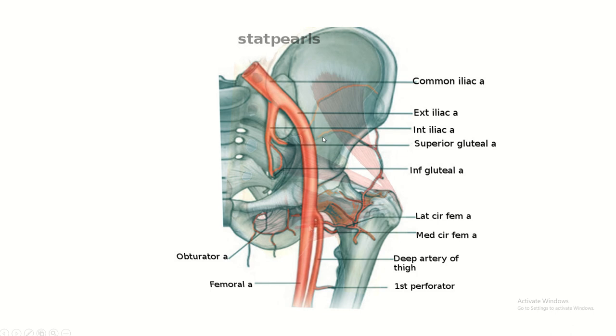The arteries related to the hip bone: this is the superior gluteal artery, which passes through the greater sciatic foramen, and this is the inferior gluteal artery, which passes through the greater sciatic foramen below the piriformis muscle. There is the obturator artery, which passes through the obturator canal, and the femoral artery is the continuation of the external iliac artery at the midpoint of the inguinal ligament.